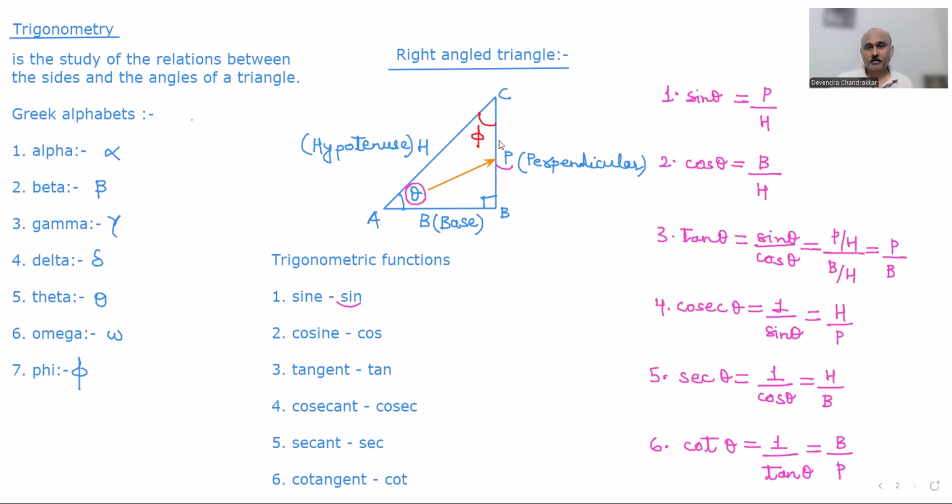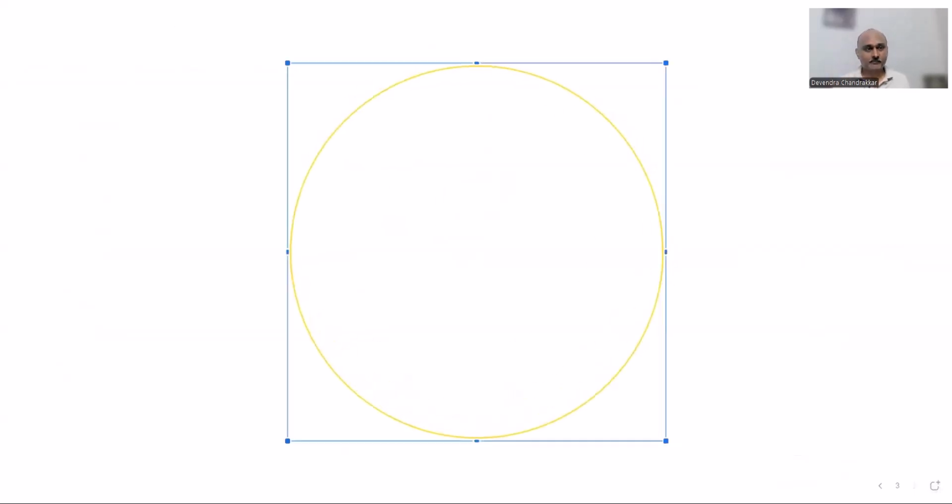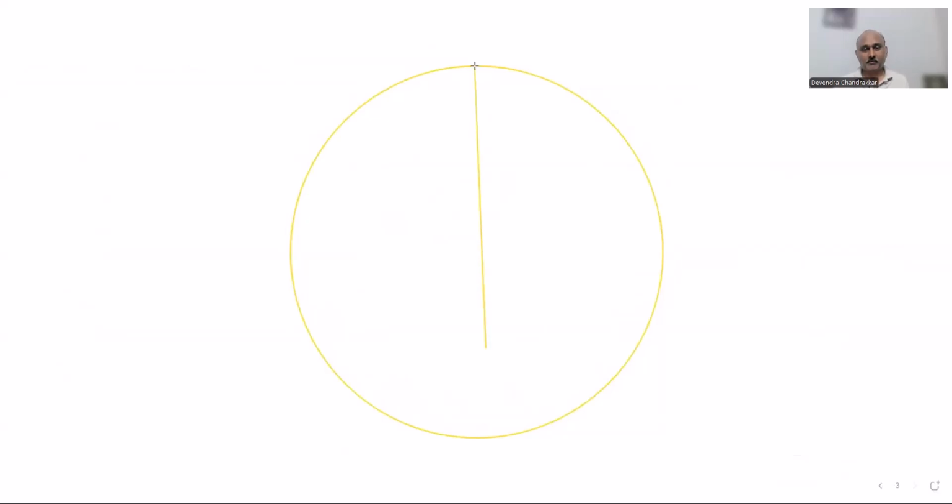Okay. So now once we are aware about what is a right angle triangle, what are these trigonometric functions, how they are given, let me introduce you to the quadrants of a circle. Quadrant means one-fourth, right? One-fourth of a circle. So how many quadrants can be there in a circle? There can be 4 quadrants. Okay. So these are the 4 quadrants of a circle.